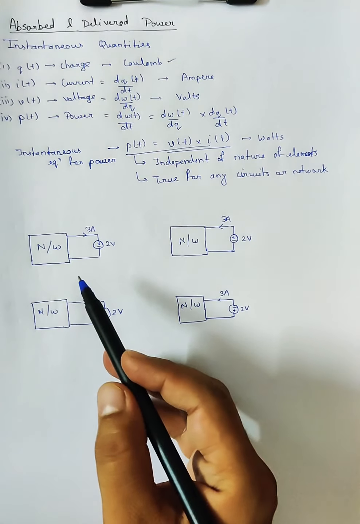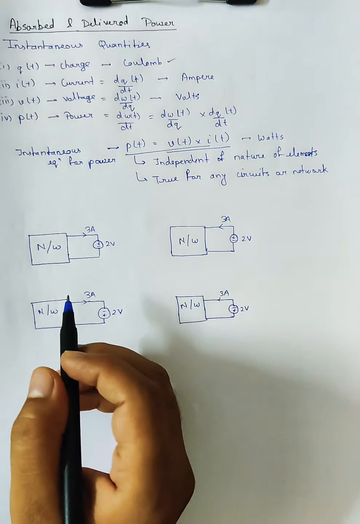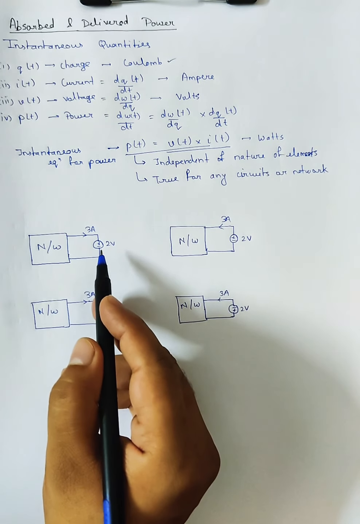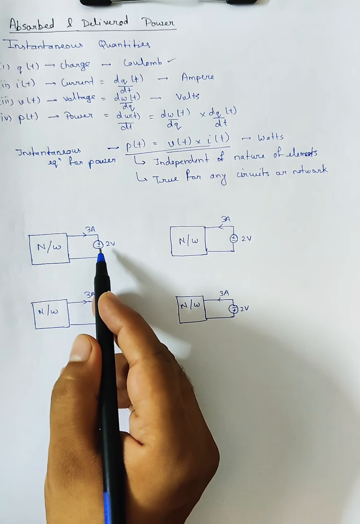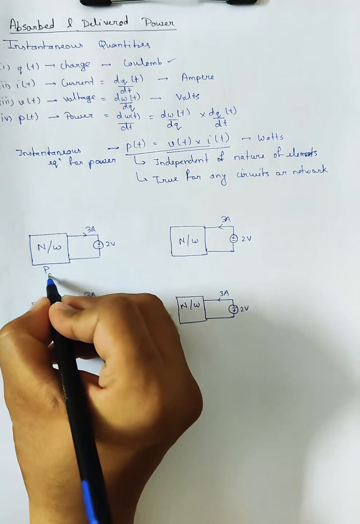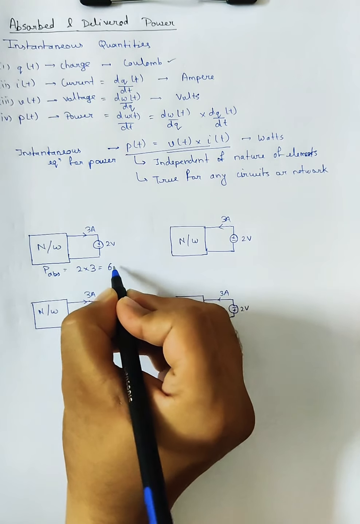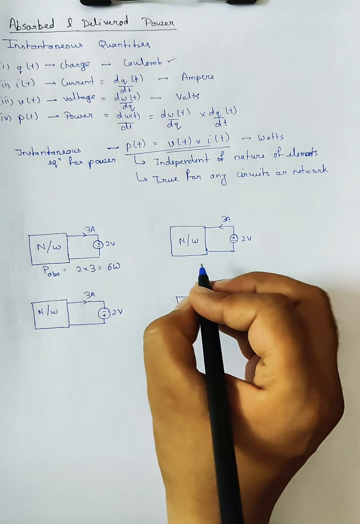Now let's move on to the concept of absorbed and delivered power. In this first network, the current 3 ampere is entering the positive terminal of a voltage source of 2 volts. So power absorbed is equal to 2 into 3, which is equal to 6 watt. This power is absorbed by this voltage source of 2 volts.